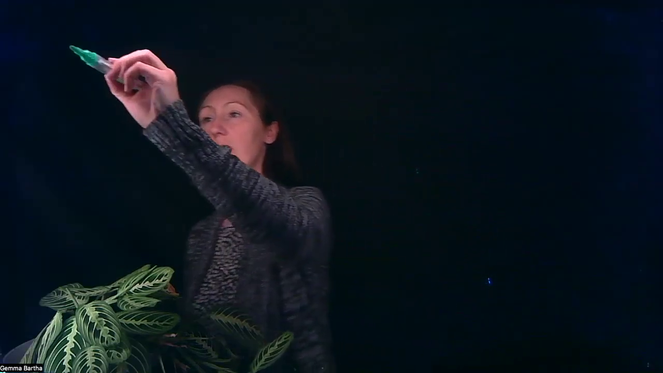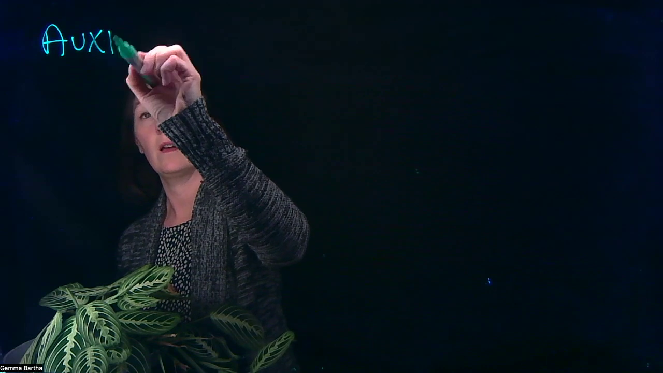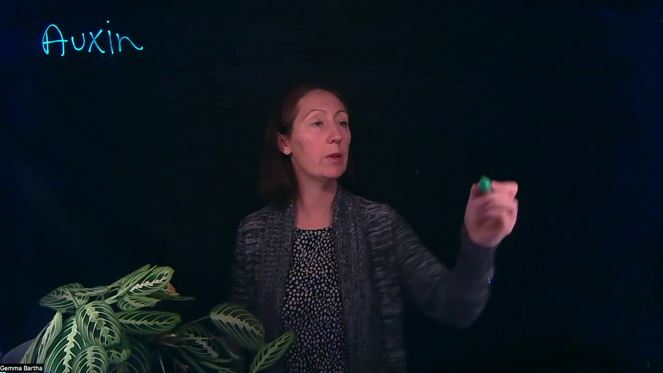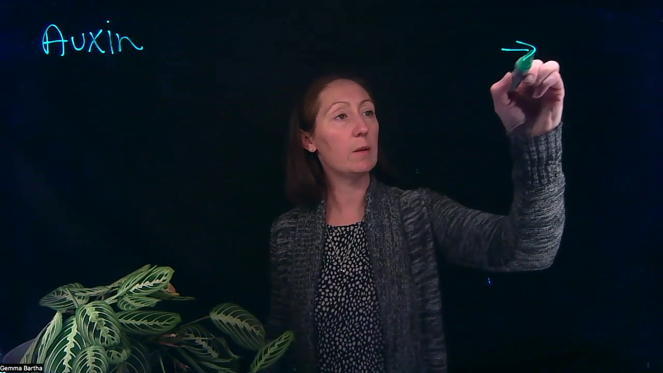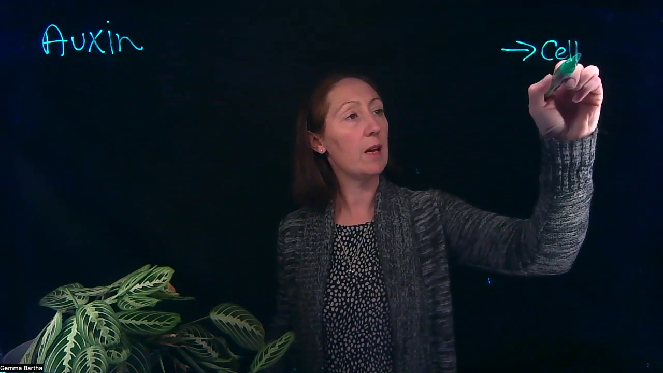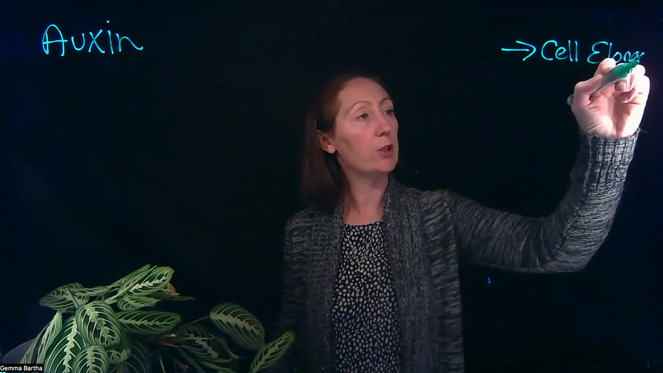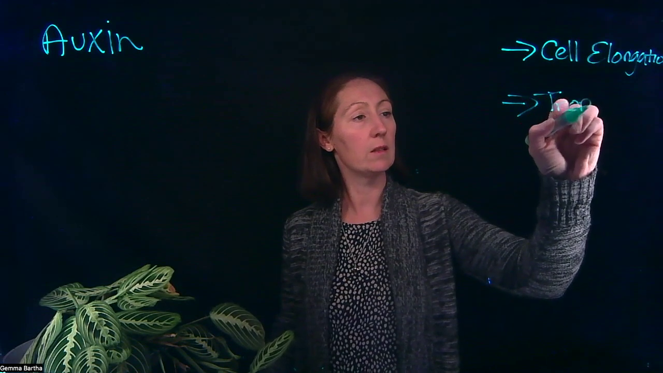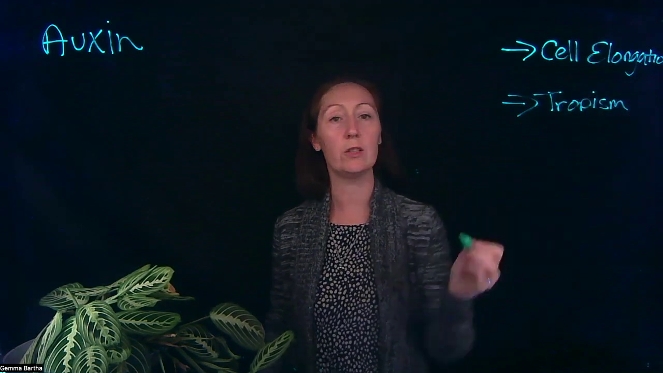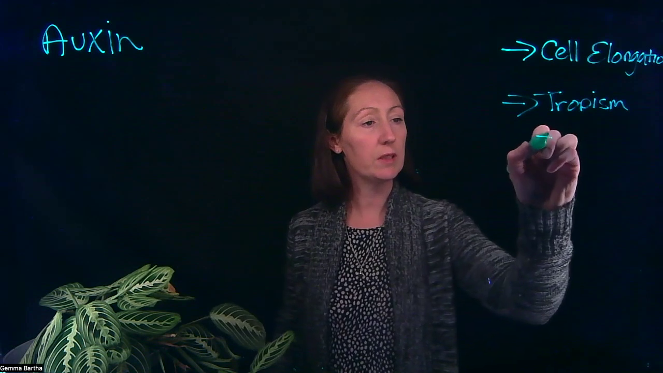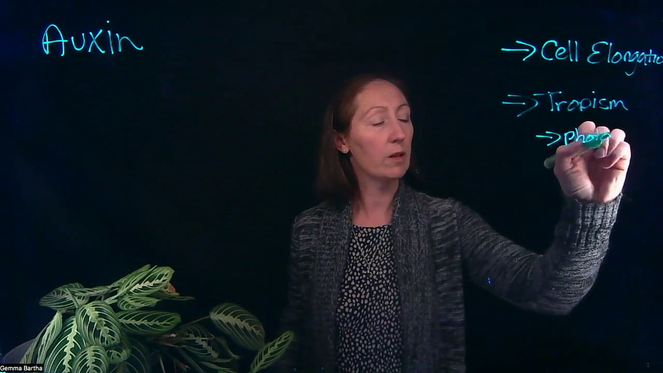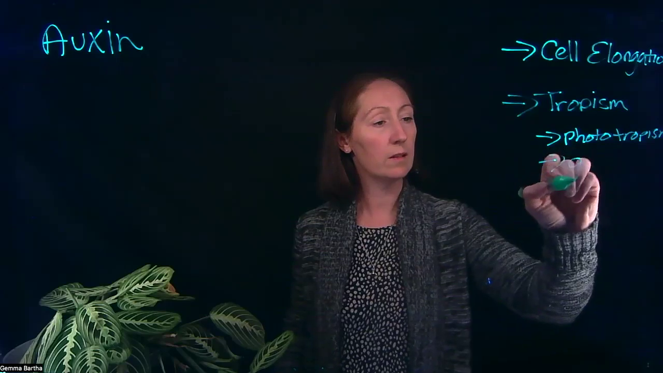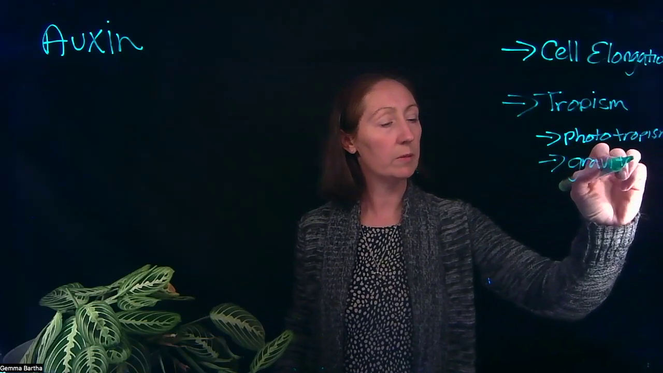Okay, let's start off by talking about auxin, which is a really important plant hormone for plant growth. We're going to start talking about cell elongation, as well as what role it plays in tropism, specifically phototropism and gravitropism.